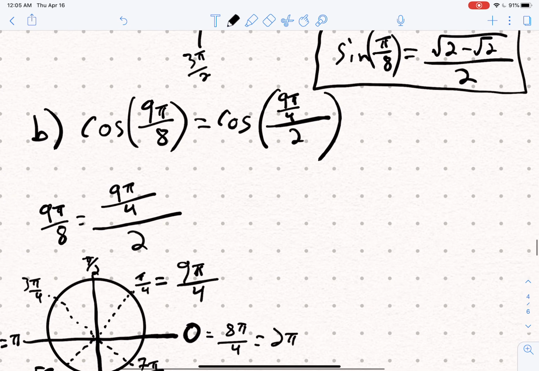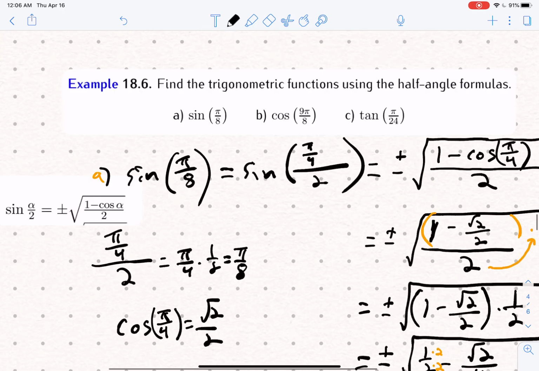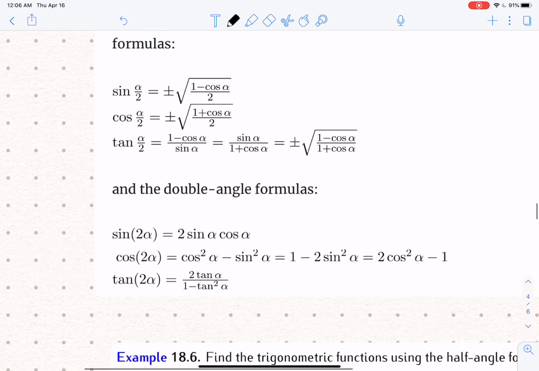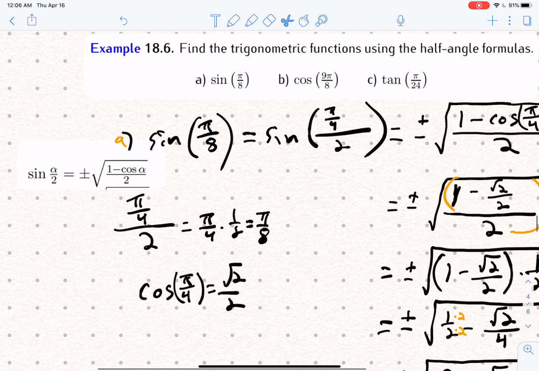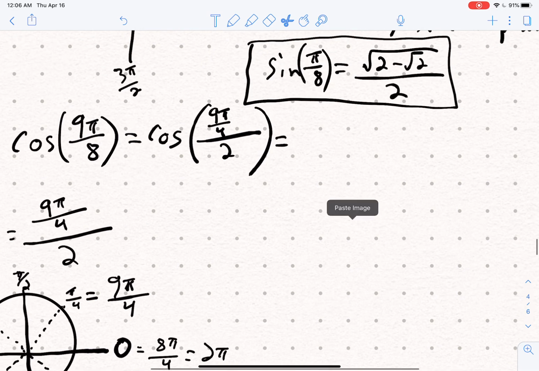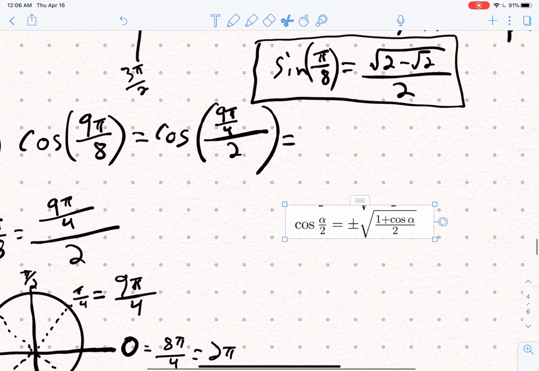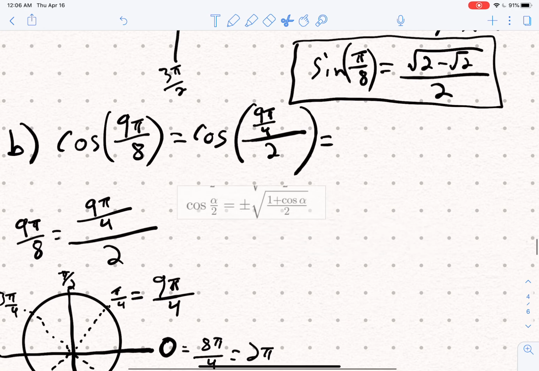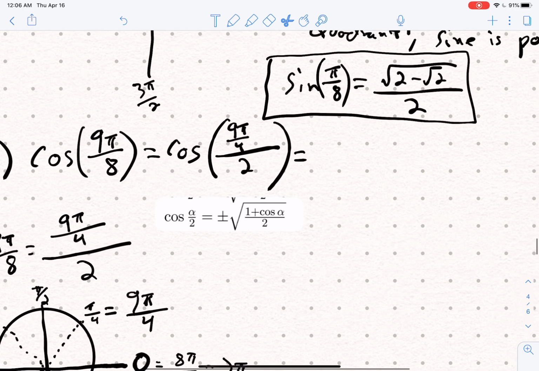And to rewrite this, we just need to know the half-angle formula for cosine. We'll go ahead and look that one up. Here it is. For cosine, it's the second one there. Okay, we'll leave that right there as a reference.